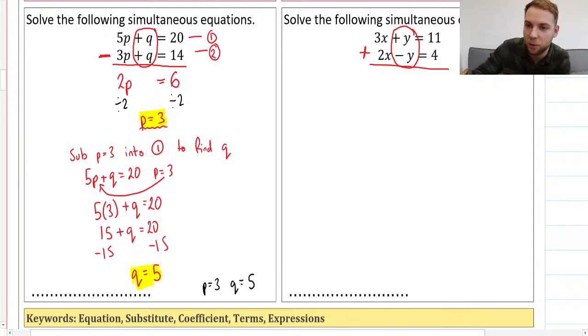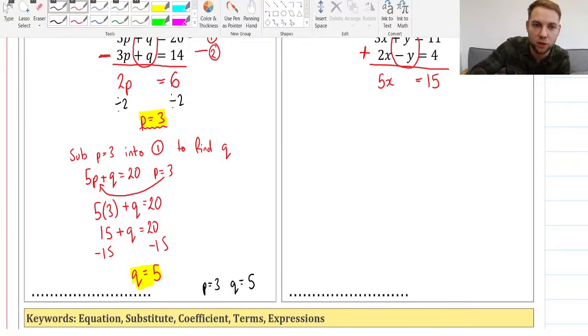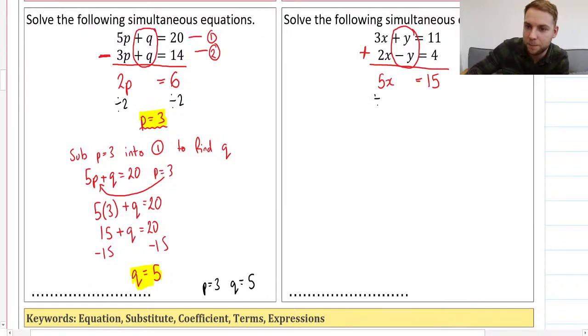So then I need to add both of these. So 3x plus 2x is 5x. Minus y plus minus y is equal to nothing. That's the point. And 11 plus 4 is equal to 15. Then I need to solve this like a normal equation. So divided by 5, divided by 5. So x is equal to 3. There's our first one.